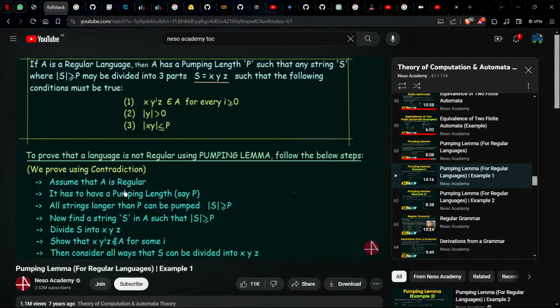First of all, we assume that A is regular. So we assume that the language given is regular, and if A is regular, then it has to have a pumping length which we will call p, such that all strings longer than p can be pumped. After that, we will take a string s such that its length is greater than or equal to p, and we will divide it into three parts x, y, and z. So let us do that.